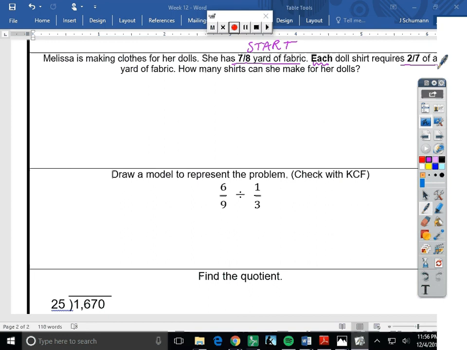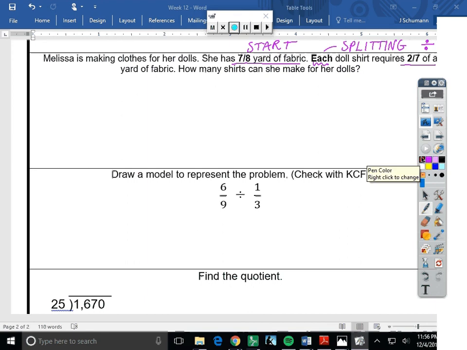So in the second read, I start to decode and figure out what those numbers are telling me. So each shirt is going to get that much. Well, I might be able to make more than one shirt, so I'm really splitting things. When I think about splitting the fabric or splitting the materials or grouping things, I'm really talking about the operation of division.